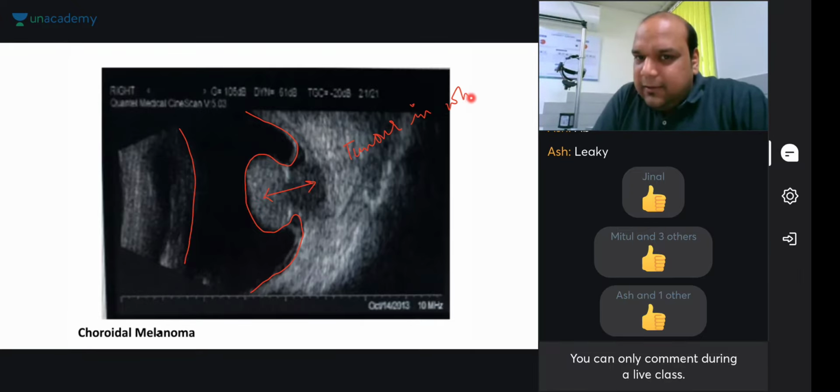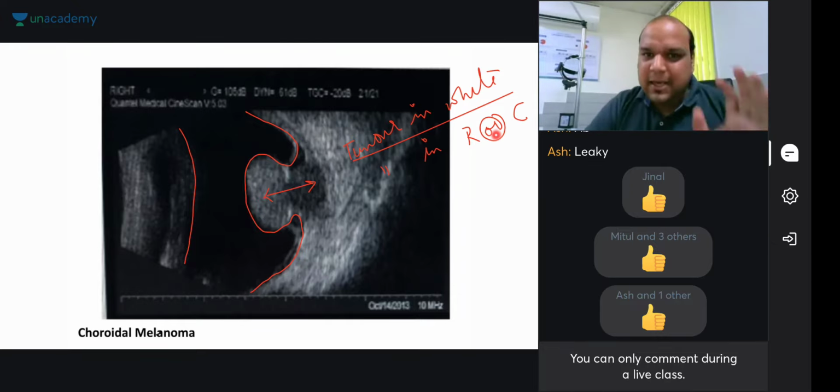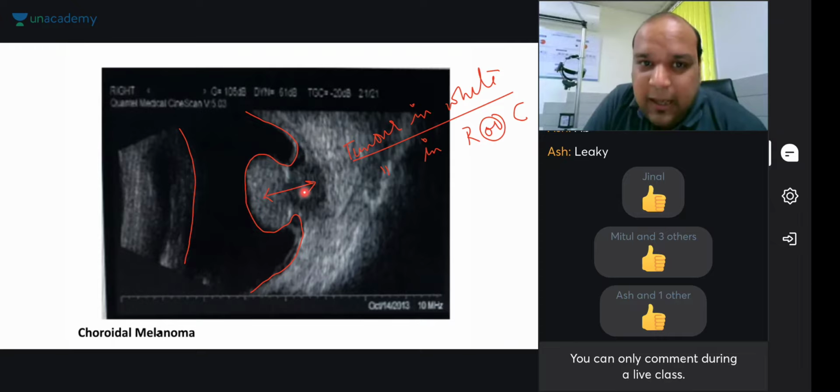Tumor in white. That means there is a growth or tumor in either the retina or the choroid. Are we clear about this here, everybody? This is not a problem of the black area because this is a white growth along with the attached white area. Yes. This is a tumor, choroidal melanoma.